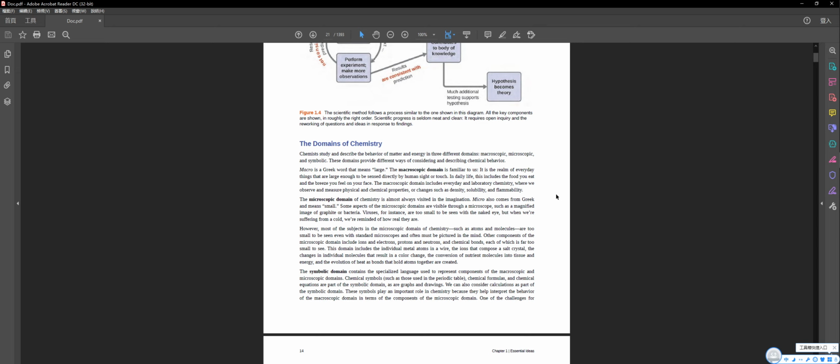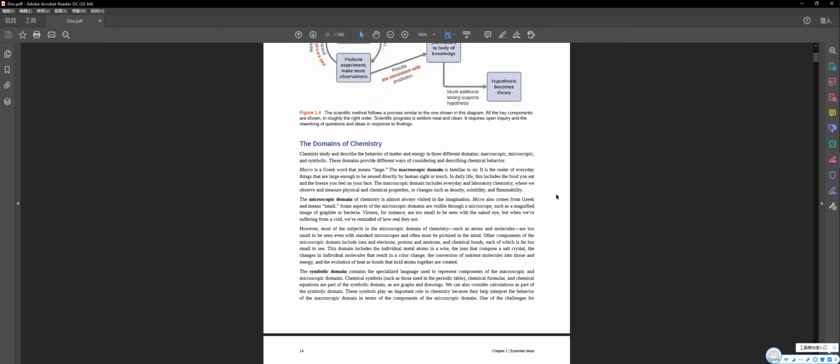However, most of the subjects in the microscopic domain of chemistry, such as atoms and molecules, are too small to be seen even with microscopes, and often must be pictured in the mind. Other components of the microscopic domain include ions and electrons, protons and neutrons, and chemical bonds, each of which is far too small to see.